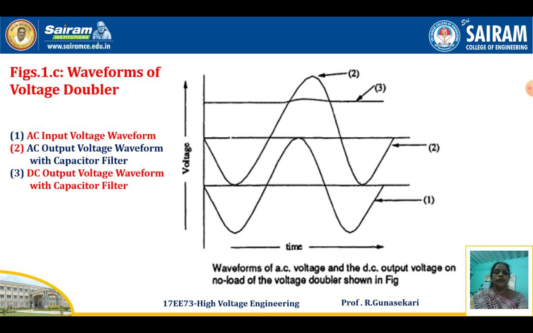Now see the waveform, x-axis is time, y-axis is voltage. The input waveform is sinusoidal. We are getting the same waveform as the AC output waveform with the capacitor filter. This filter is used to remove the ripple in AC, and then the DC is steady state, which is represented by number 3. Okay, so these are the waveforms of AC voltage and DC output voltage of the voltage doubler circuit on no load, not under loaded conditions.